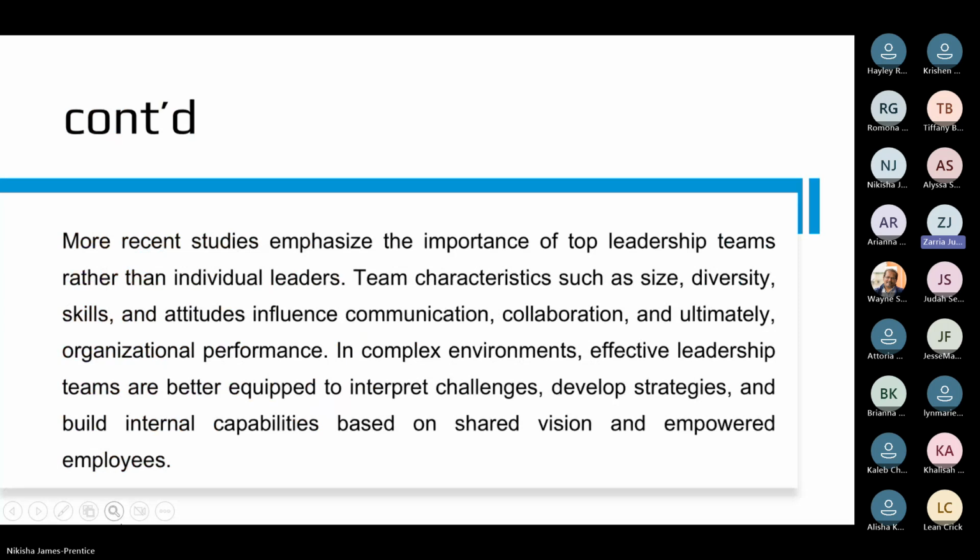Continuing, more recent studies emphasize the importance of top leadership teams rather than individual leaders. Team characteristics such as size, diversity, skills, and attitude influence communication, collaboration, and ultimately organizational performance. In complex environments, leadership teams are better equipped to interpret challenges, develop strategies, and build internal capabilities based on shared vision and employees.